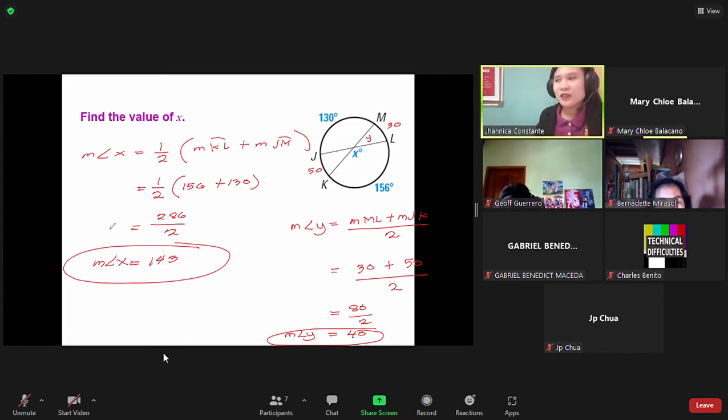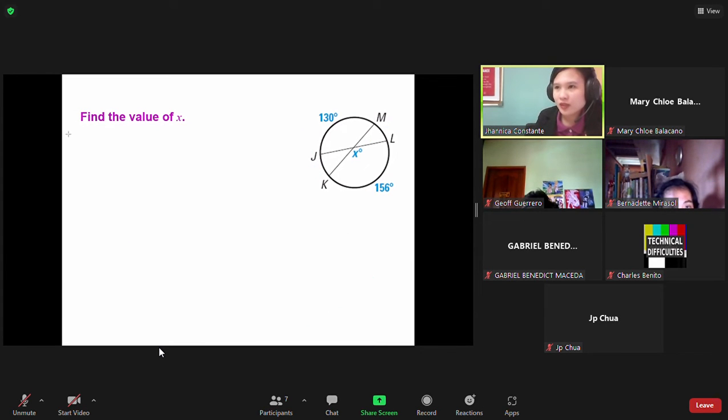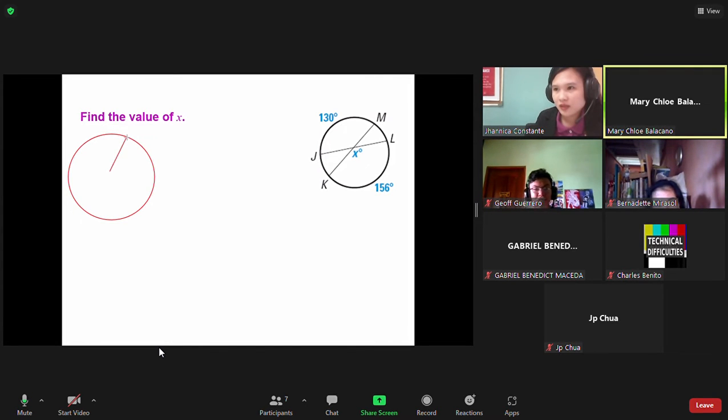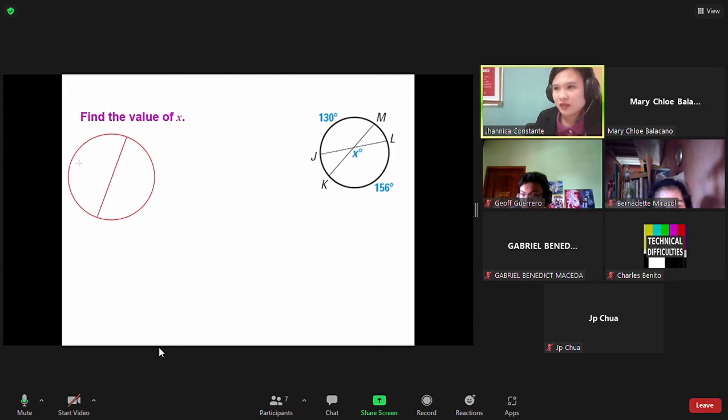What if magkatabi? Sige, let's have an example for that. Can I clear the screen with this one? Sige, let's draw a circle. Magkatabi yung angle? Is that what you're asking, Chloe? Hindi siya vertical.